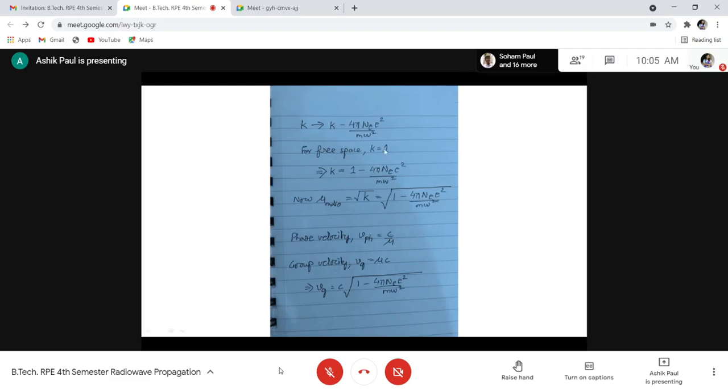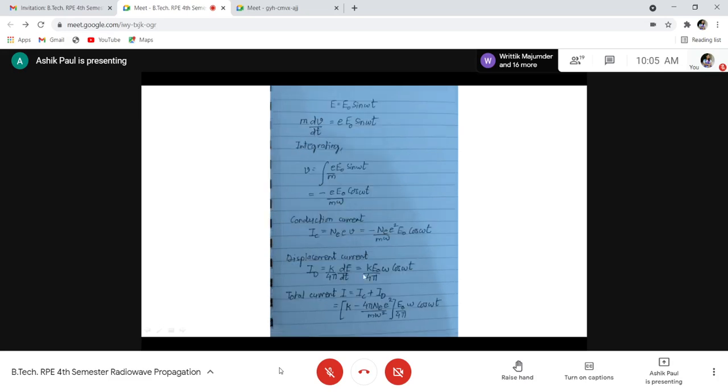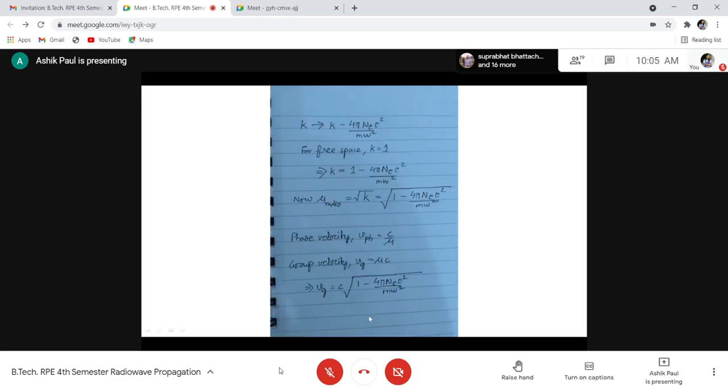So for free space, the dielectric constant of air, or for free space, we know is 1. So this effective dielectric constant, as given in this term within the bracket, becomes something like 1 minus 4 pi Ne into E square by M omega square.